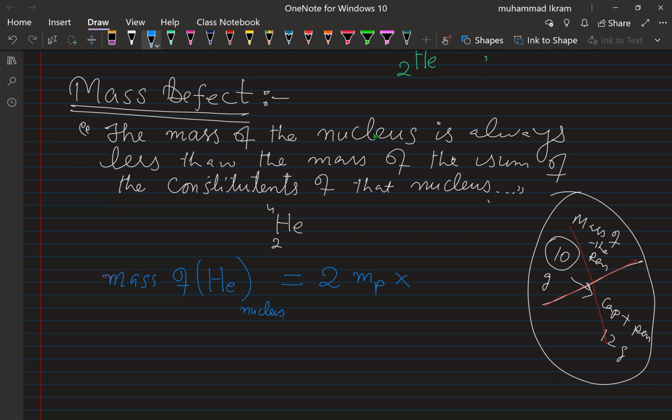And then there are 2 neutrons. So plus 2 into the mass of 1 neutron. Now this must be the same, but here this tells you that no, they are not the same. The mass of the nucleus is not the same as the mass of its constituents here. And now let us check how.